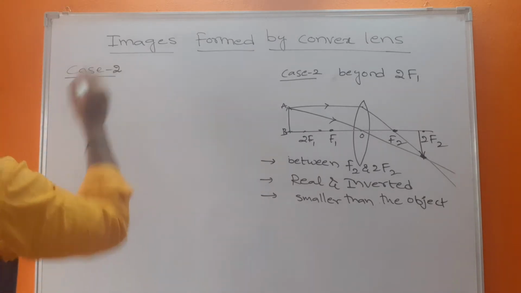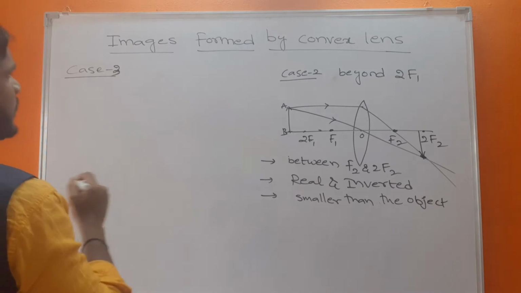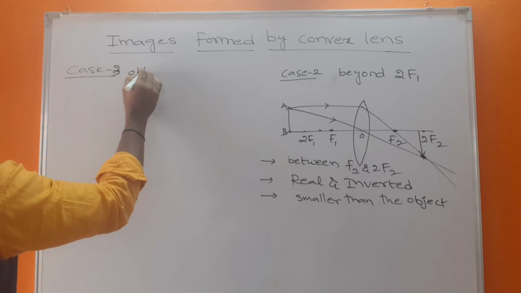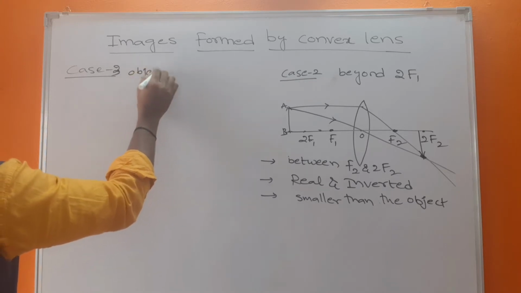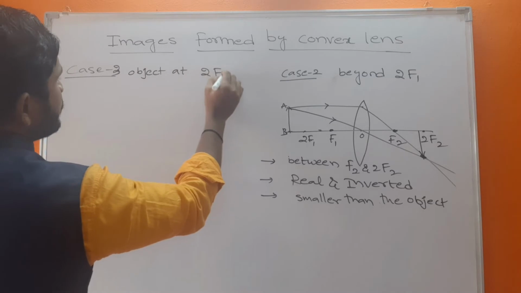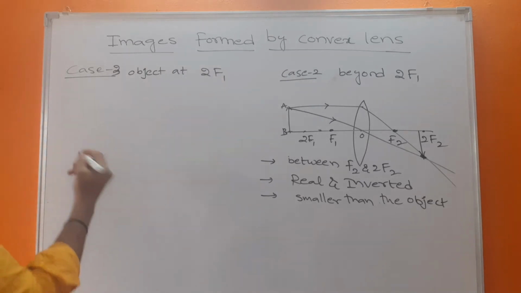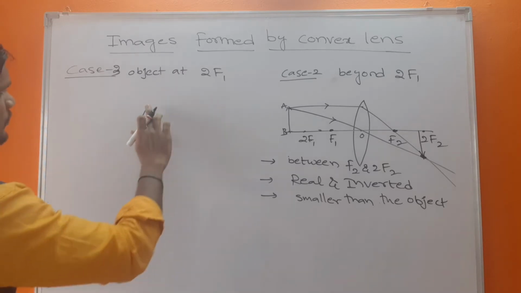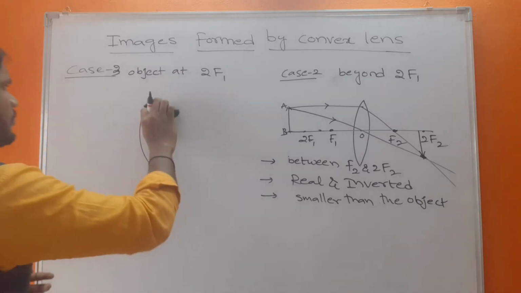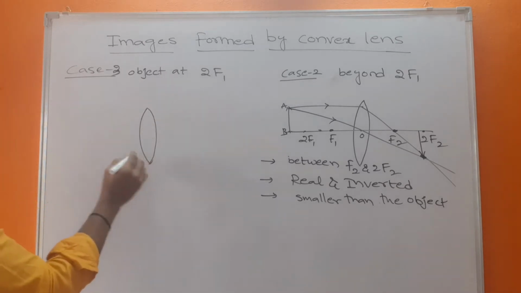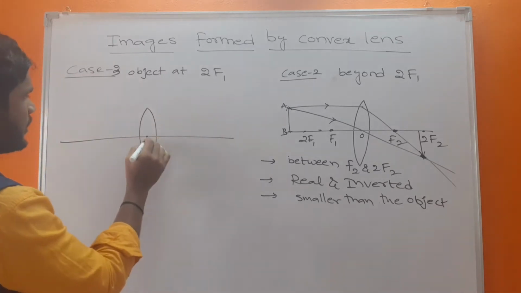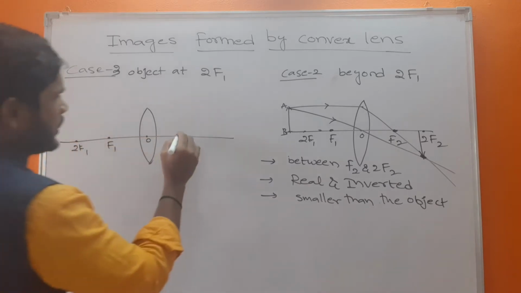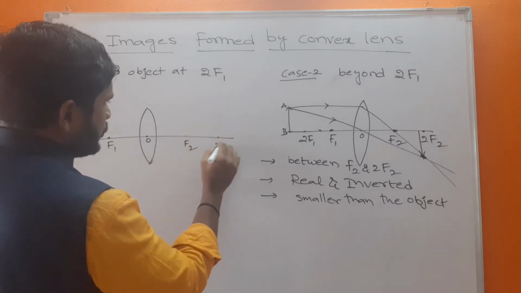Case 3. In this case 3, we place the object at 2f1. Then let's have a look at where the image is going to be formed. This is a biconvex lens. So optic center, f1, 2f1, f2, 2f2.